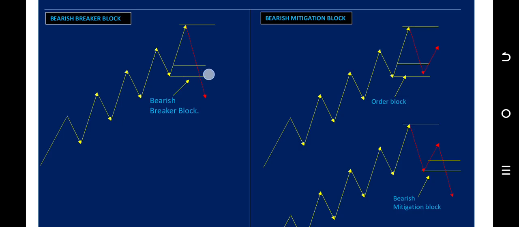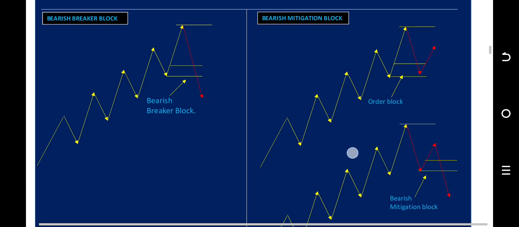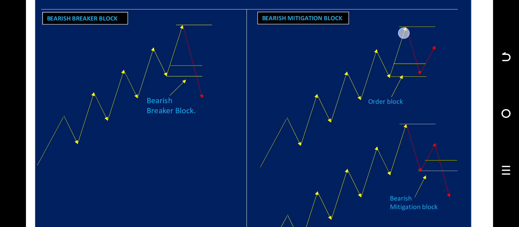So it failed to push price up. This is what? A breaker block. I believe you understand that. Now, a mitigation block. Price came to this same order block. Instead of this order block pushing price up to take out this high for this trend to continue, it was only able to push price up a little, just a little. You understand? Before price eventually fell, as you can see.